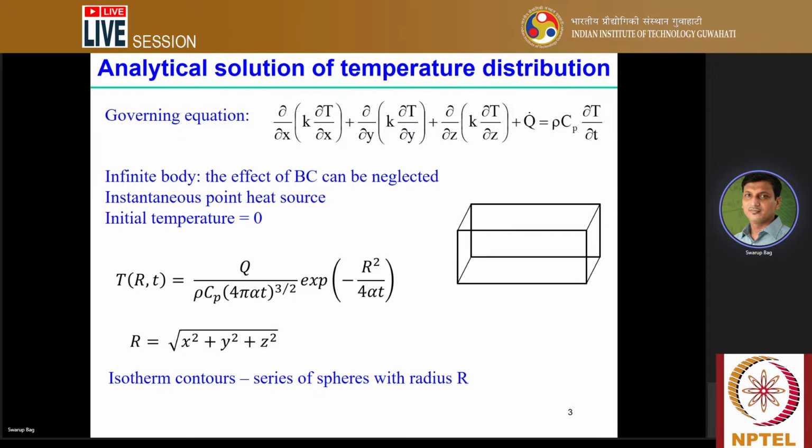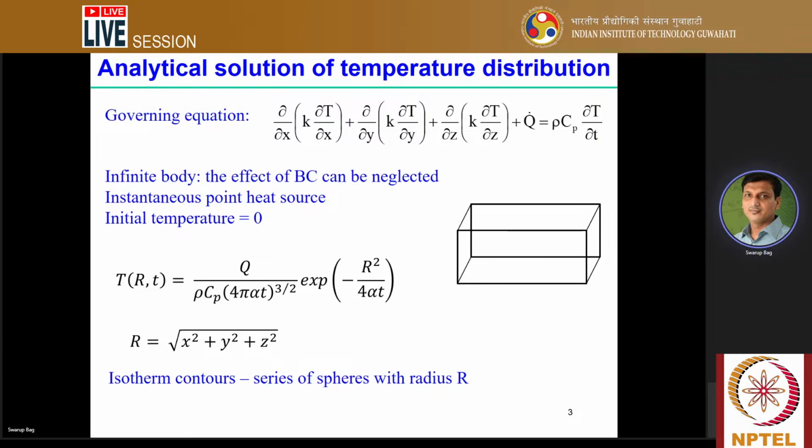T(R, t) is a function of space, where R is the radial distance in terms of the x, y, and z variables, the square root of x squared plus y squared plus z squared, as well as a function of time. So T equals Q by rho Cp, times 4 pi alpha t to the power 3 by 2, times exponential of minus R squared by 4 alpha t. This is the solution of this particular equation. How to derive all this, I am not going into that much detail.